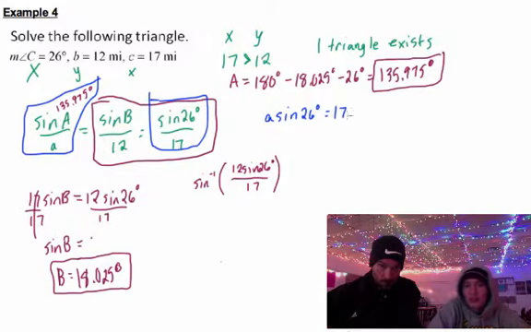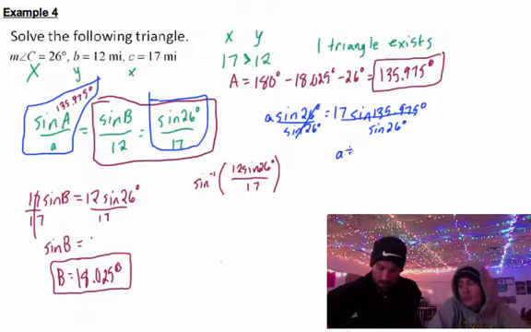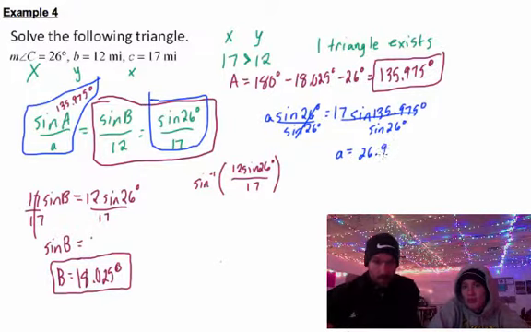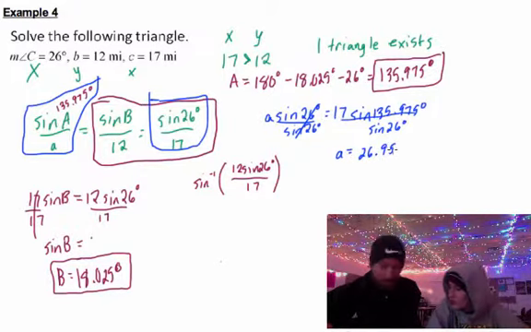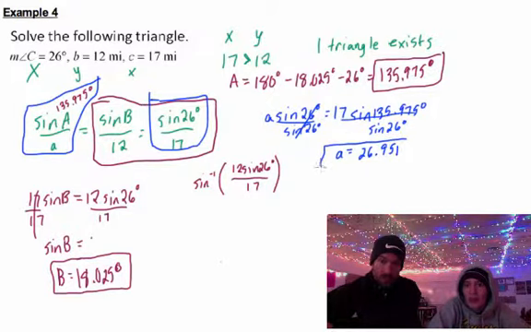A times sine 26 equals 17 times sine of 135.975. And so you divide by the sine of 26 degrees on both sides. And A equals 26.95. And ask yourself, does that make sense?